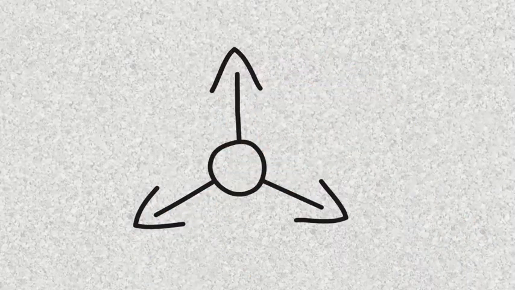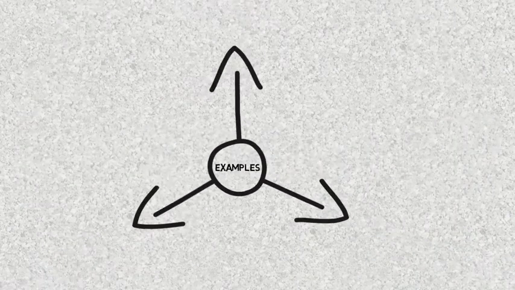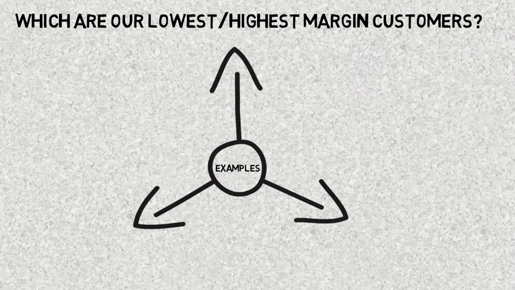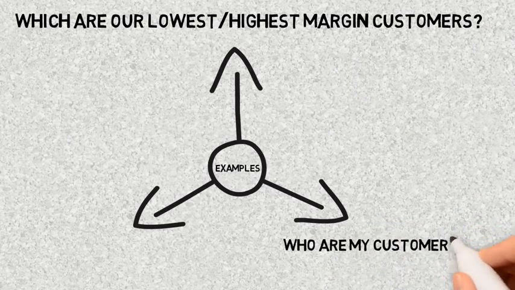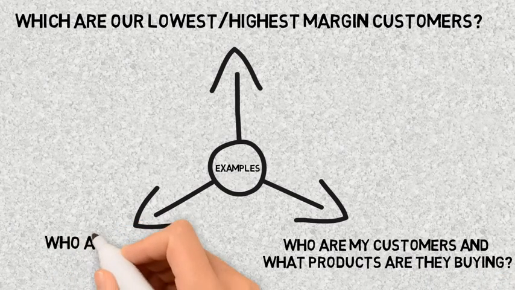Here are a few examples of how a data warehouse can be used to run a business. Which are our lowest and highest margin customers? Who are my customers and what products are they buying? And who are my biggest customers?